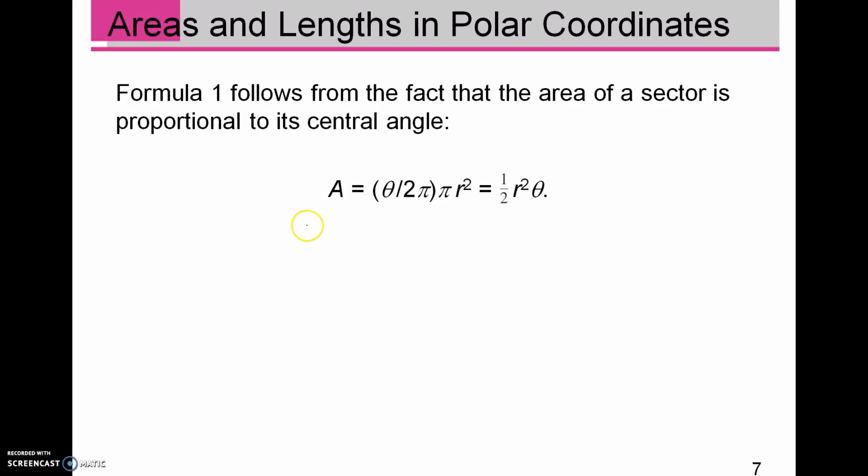The formula 1 below follows the fact that the area of a sector is proportional to its central angle. We know that the area of a circle is pi r squared, right? But in reality, the sector we're talking about is theta over 2 pi. And so when theta is 2 pi, then this just becomes pi r squared. So here is your sector, and when you simplify it, we just get 1/2 r squared theta.